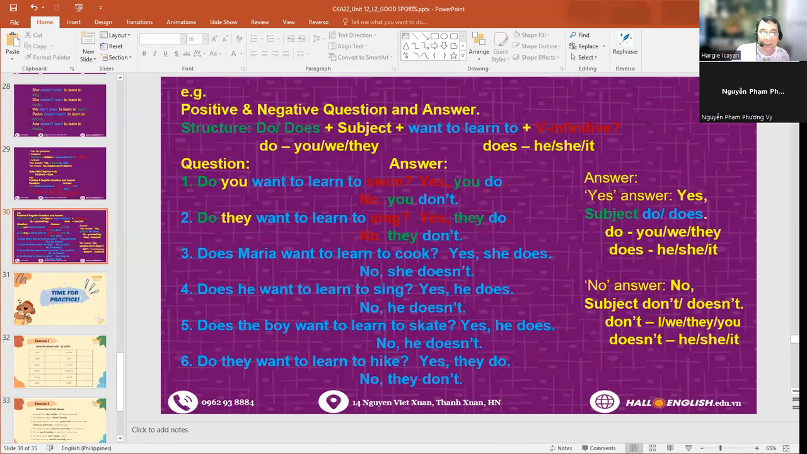Look at that. Please edit your answer. Can you read my chat? I sent you a period, a dot. Please edit that. Very good. So this one is correct. Next, what about the negative answer now? Does she want to learn to swim? Your positive answer is yes, she does. What about the negative answer?